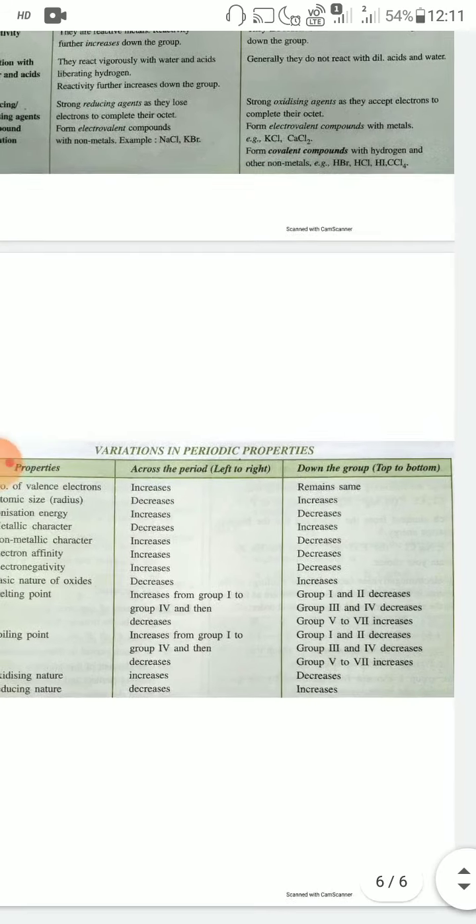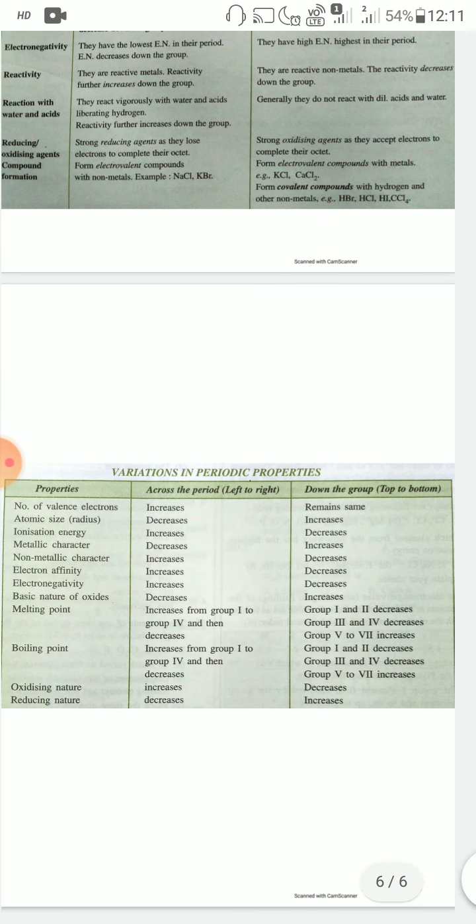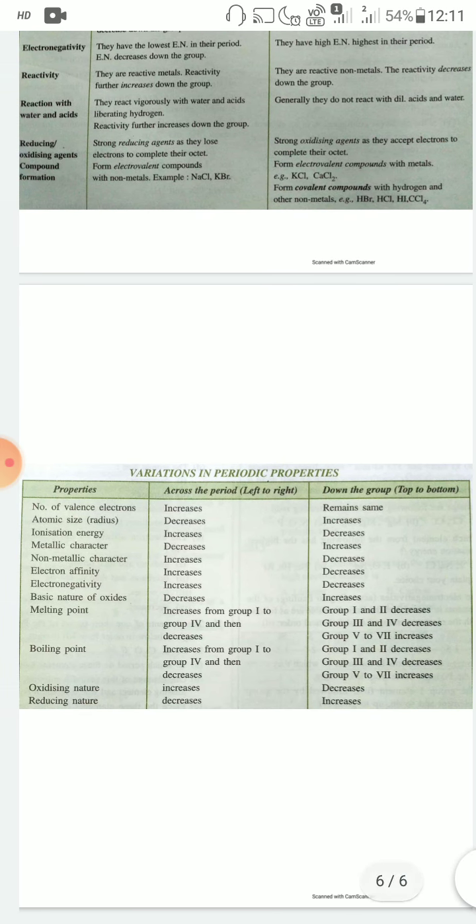So these are the physical properties. I have already told the summary of the physical properties and how they change. Thank you. This is the last video on this topic.